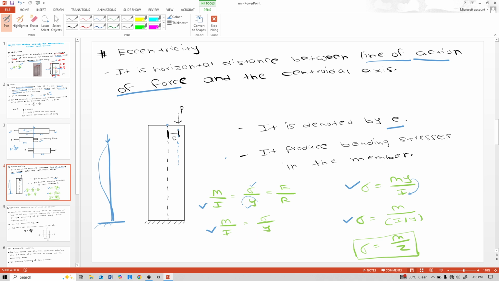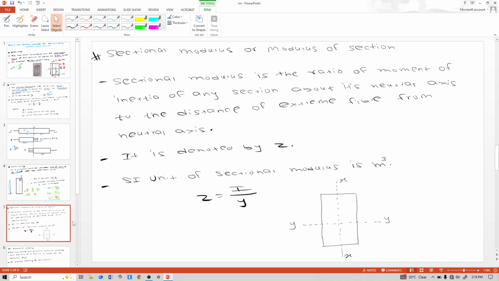This y is nothing but the distance between the centroidal axis and the elementary strip. We saw it in our second chapter, bending and shear stresses. Now see this Z. What is this Z? Sectional modulus.